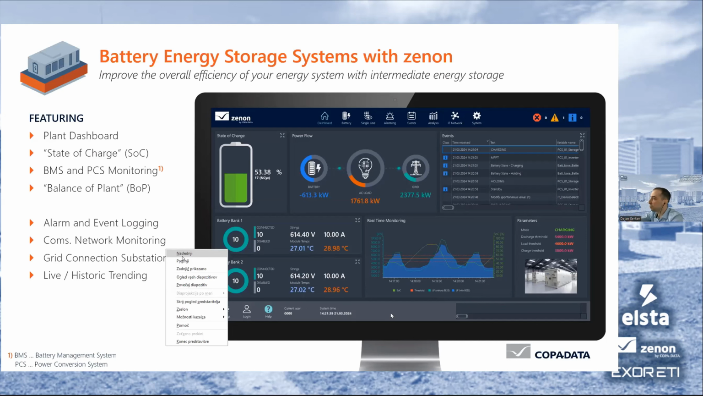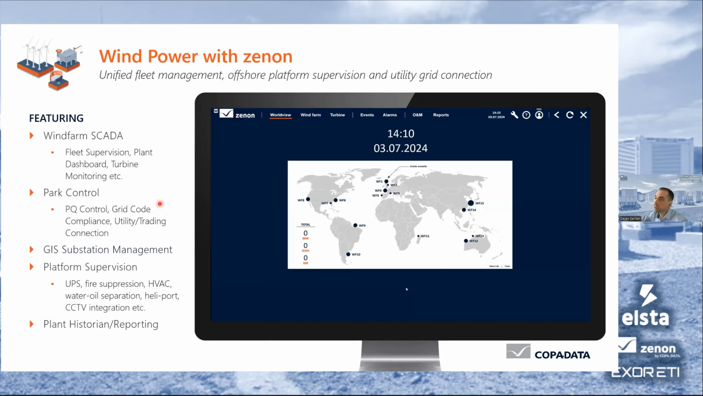It's called either plant information manager, plant information layer, or automation integration layer. So where you can, at the bottom, connect to your processes and translate this data to, for example, one specific protocol to exchange data with superordinate systems. So with wind power, similar role for Zenon. So we can have fleet supervision, plant dashboard, monitoring of your turbines, and so on.